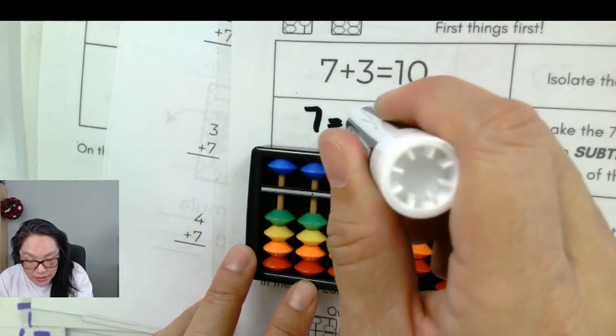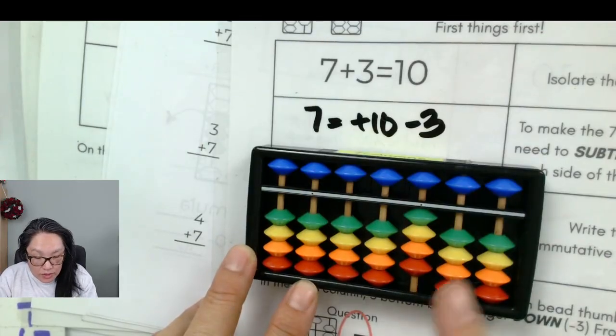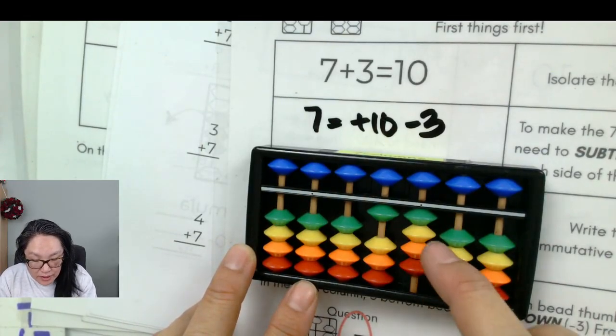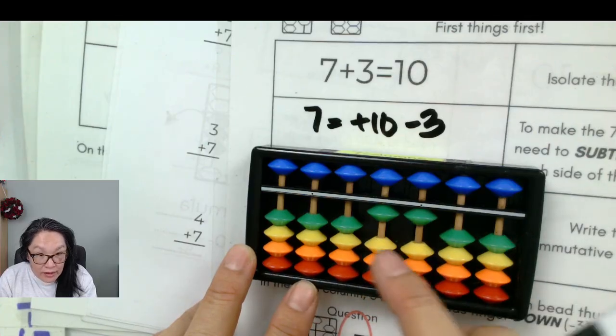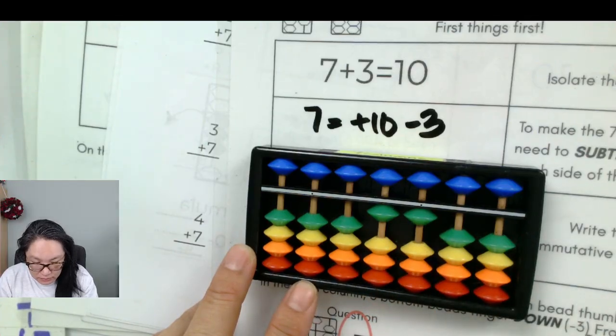Okay, so 7 is equal to plus the 10 minus the 3. So we're going to plus the 10, and we're going to take away the 3. So my final answer is 11.